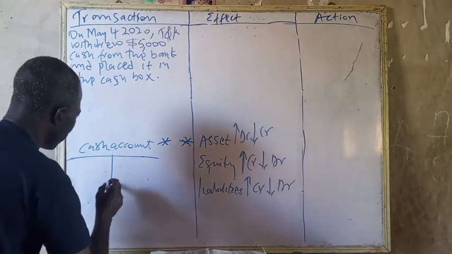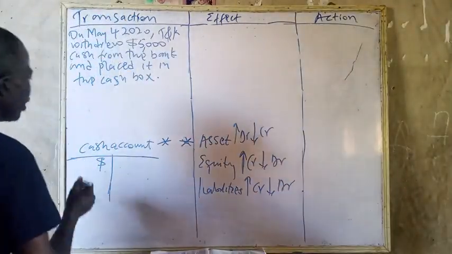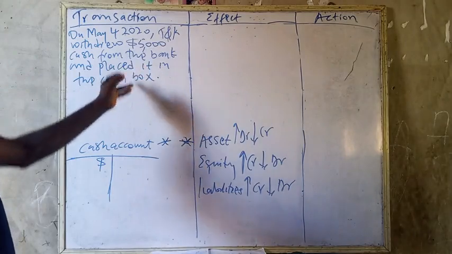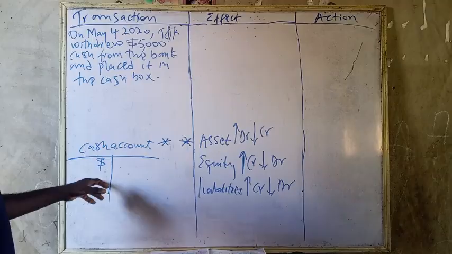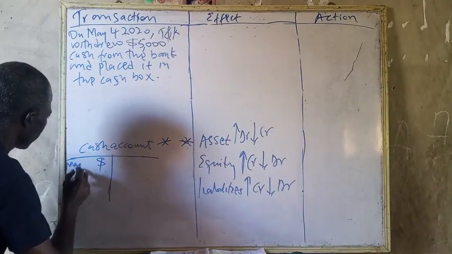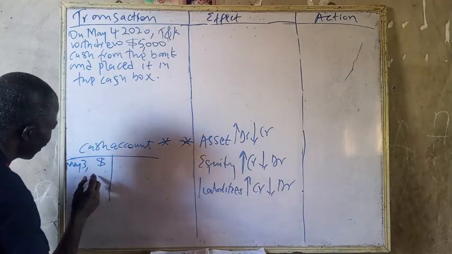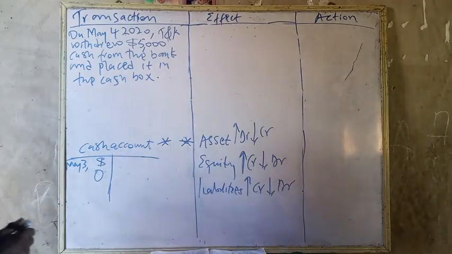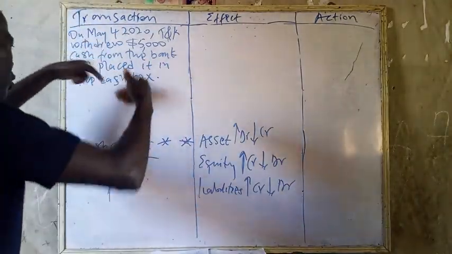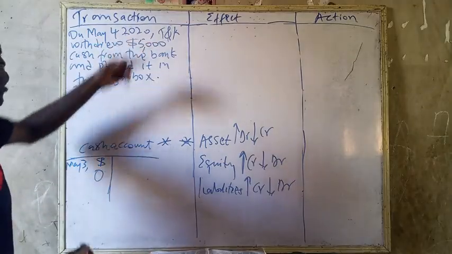But let me demonstrate. You debit when assets increase. Let's assume that yesterday T and K had not withdrawn money from the bank and had not placed it in the cash box. Then the cash account was zero yesterday. But today, being 3rd of May, we drew 5,000 from the bank account and placed it in the cash box. So from 0 it has now increased to $5,000.